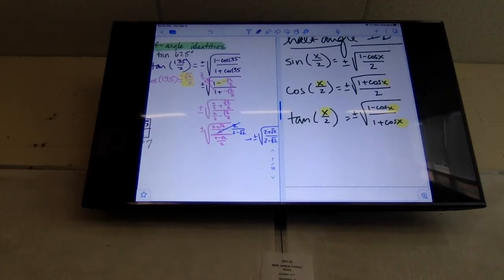My last question to you is, if we're talking about an angle that is 67.5, is that going to be a positive or a negative tangent? What quadrant is 67.5 in? It's 1, so it's going to be positive. So we actually can just erase that plus or minus because it will just be a positive number. If it makes you happy, you can write a plus sign in front of it. I don't mind. You just don't need the plus or minus anymore.